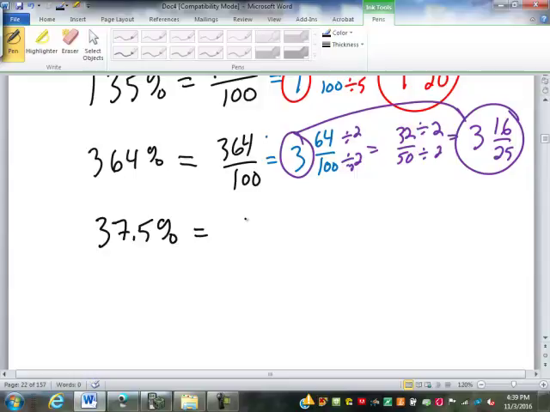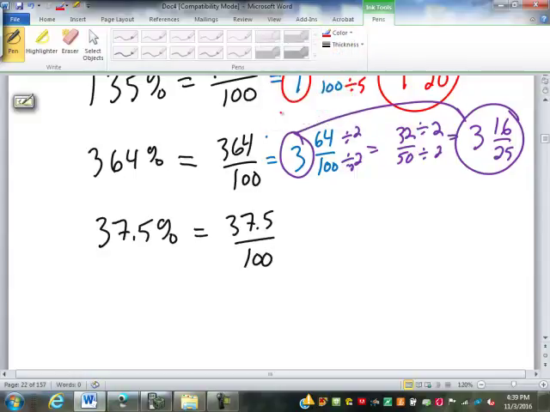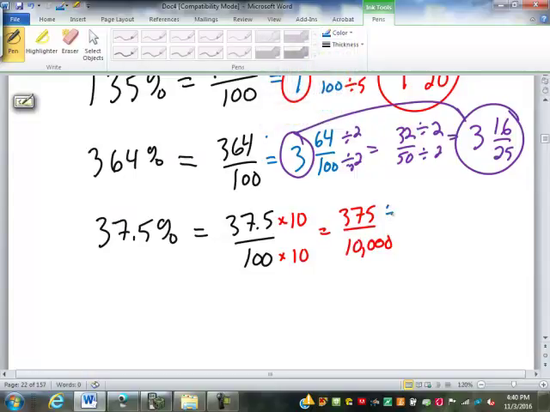37.5%. Well, it's going to be 37.5 over 100. It's always over 100, no matter what. But we don't like having decimals within our fractions. So just like we did when we were dividing decimals, to get rid of it, I'm going to multiply by 10, because there's one decimal place. Multiplying by 10 will get rid of it. So this is now 375 over 10,000.